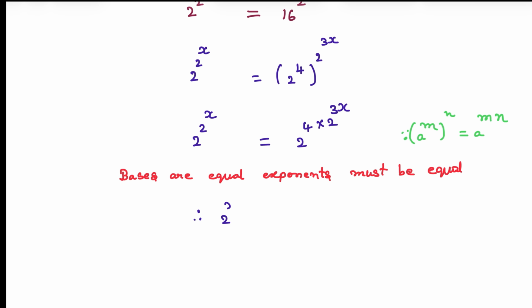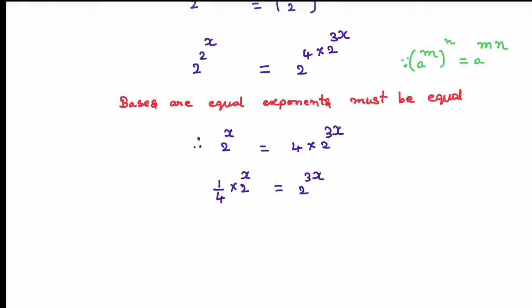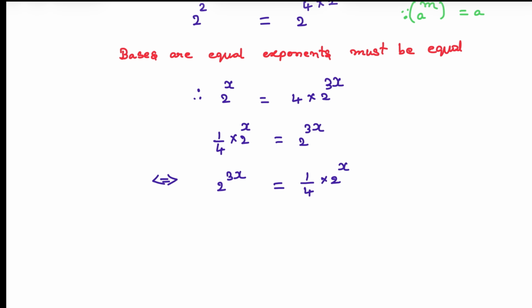Therefore, 2 power of x equals 4 into 2 power of 3x. Here 4 is multiplying. If you move it to this side, it will become 1 by 4. 1 by 4 into 2 power of x equals 2 power of 3x. Let's exchange these places. 2 power of 3x equals 1 by 4 into 2 power of x. Here 2 power of x is multiplying, so we will move it to the left side. 2 power of 3x by 2 power of x equals 1 by 4.